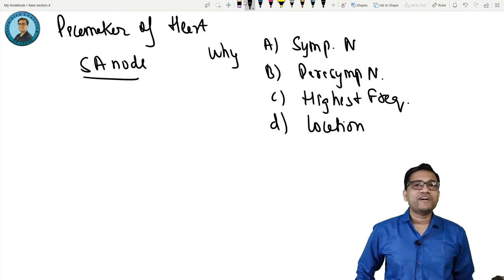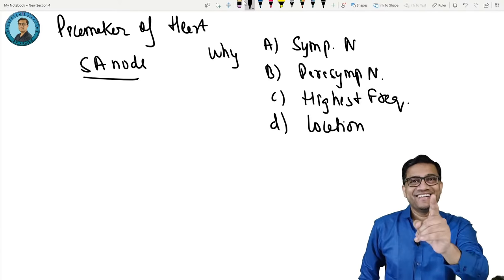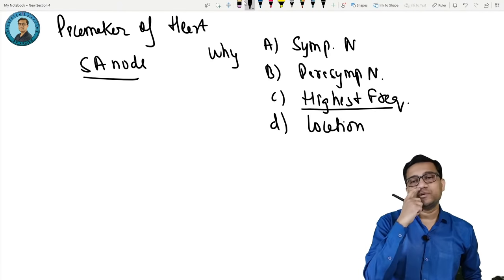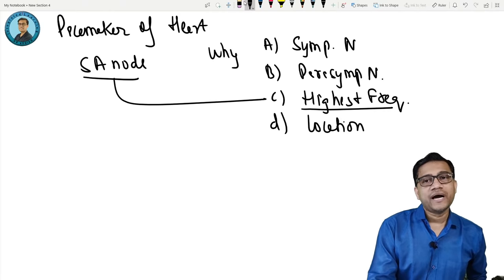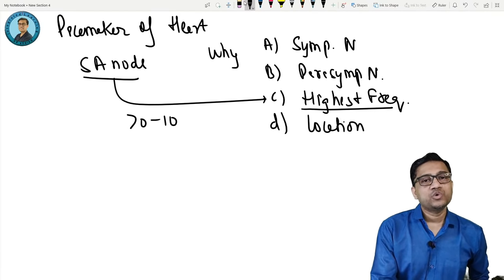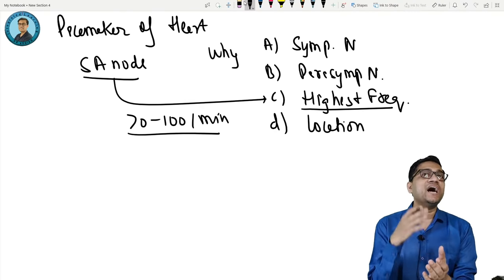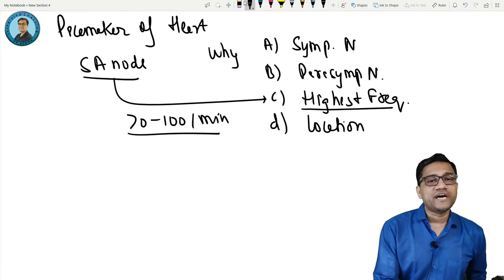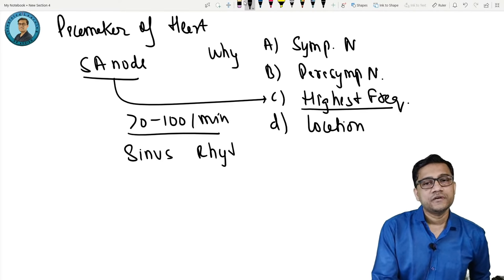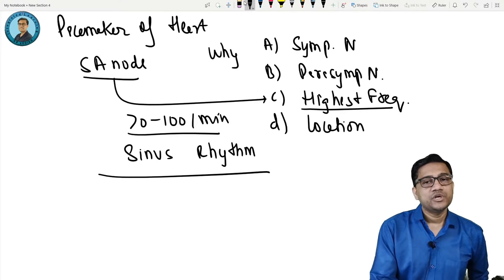So I think you all have attended physiology classes, no? Yes, the answer is highest frequency. So remember, the SA node is the pacemaker due to highest frequency. The frequency is around 70 to 100 per minute. And that is why it decides the heart rate. And that is called sinus rhythm.